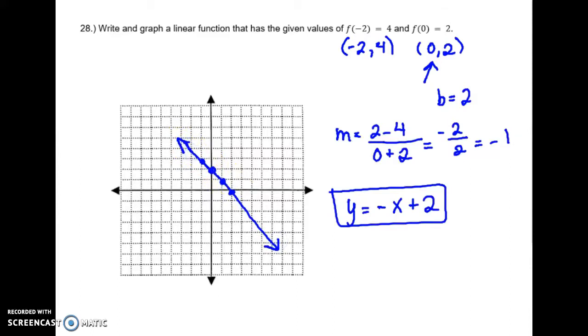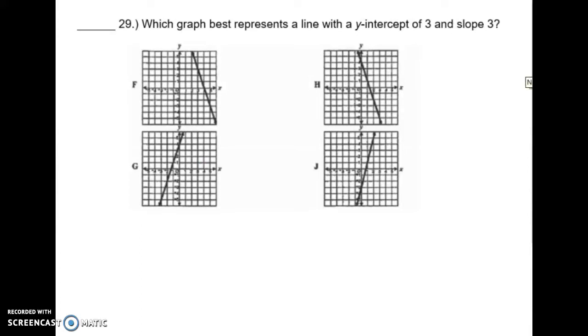Okay. Moving on to 29, it says which graph best represents the line with a y-intercept of 3 and a slope of 3. So I'm looking for a positive slope, so therefore we can cross out this one because that's a negative slope, that's a negative slope. Okay, and we're looking for a y-intercept of 3. So looking at these two, the closest one to have a y-intercept of 3 would be right here at G. Okay, notice it's a positive. It's a little bit off, it's shifted, but down here it's definitely a negative y-intercept.